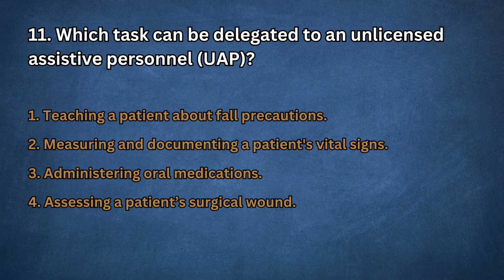11. Which task can be delegated to an unlicensed assistive personnel, UAP? 1. Teaching a patient about fall precautions. 2. Measuring and documenting a patient's vital signs. 3. Administering oral medications. 4. Assessing a patient's surgical wound.